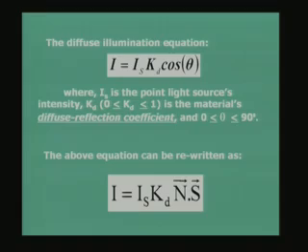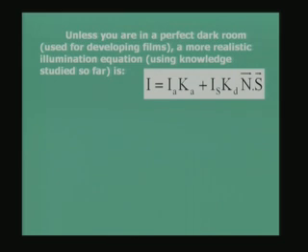So, that is how we are able to replace the cosine of theta term by this dot product of n dot v, assuming these to be the normalized unit vectors along the surface normal and source direction. Unless you are in a perfect dark room, which is typically used for developing films, a more realistic illumination equation using the concepts we have studied so far is the total intensity I, which is the sum of two different components.